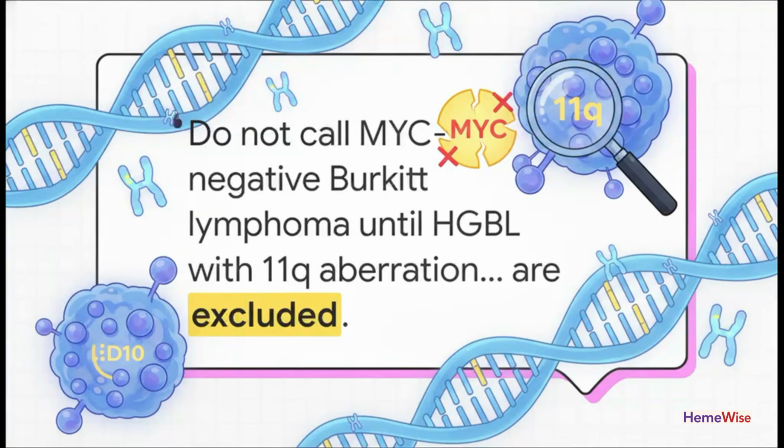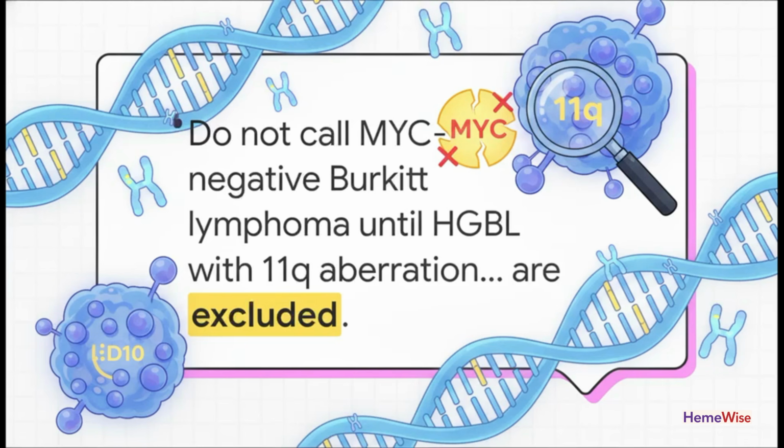But what happens if you have a tumor with perfect Burkitt morphology, 100% Ki-67, it's CD10 positive, but your FISH comes back with no MYC rearrangement? Well, heed this strict rule from the diagnostic experts. Do not call MYC-negative Burkitt lymphoma until HGBL with 11q aberration and cryptic MYC alteration are excluded.